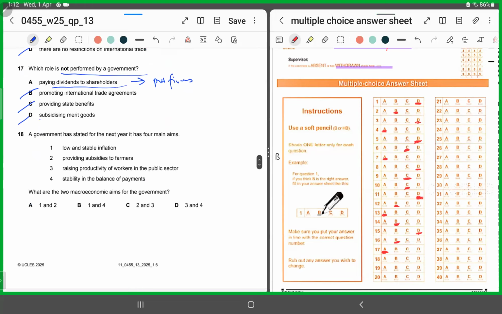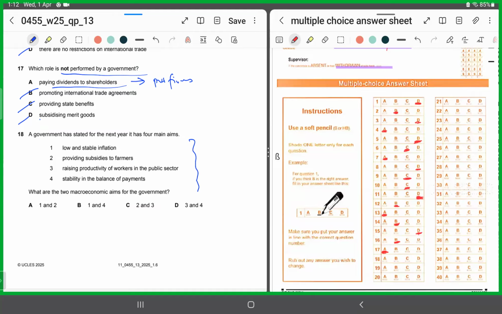Alright, moving forward, MCQ number 18. We did 17 first by mistake. Alright, MCQ number 18 says a government has stated for the next year it has four main aims. So these are the four main objectives a government wishes to achieve for its next year. First is low and stable inflation. Second is providing subsidies to farmers. Three says raising productivity of workers in the public sector. And number four is stability in the balance of payments. So one is low and stable inflation. Second is subsidies. Third is raising productivity. Fourth is stability in the BOP.